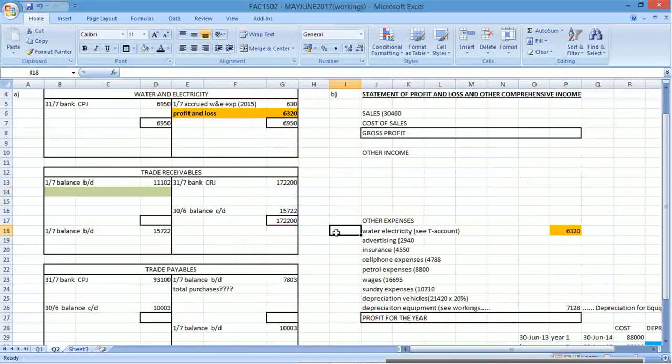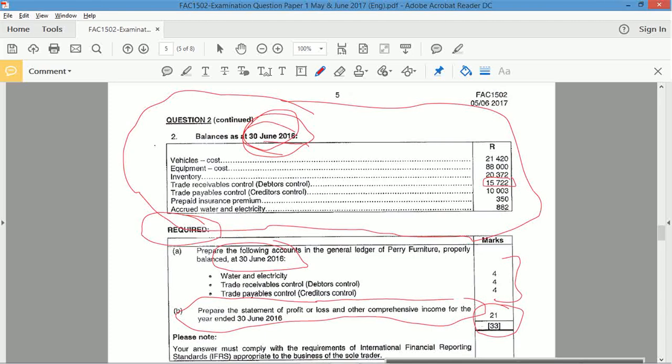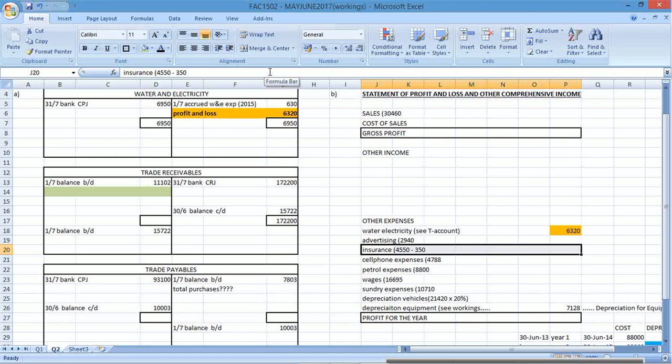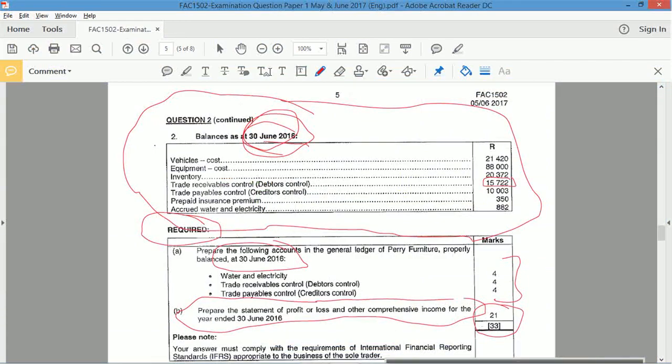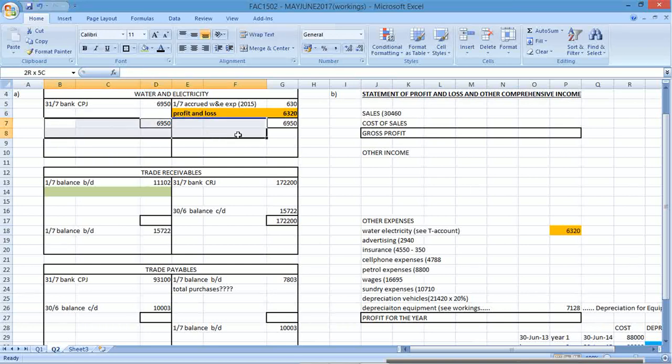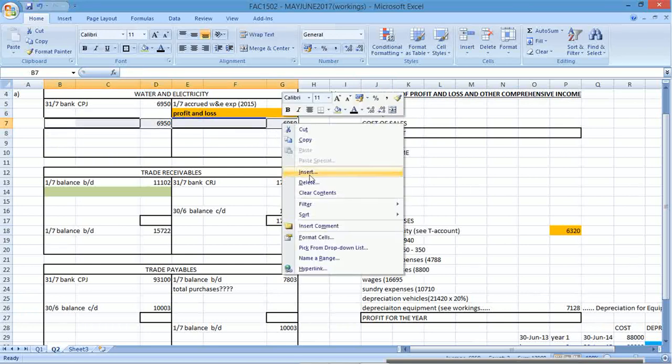Prepaid insurance is for the current year, right? So what is that going to do to my insurance? If it's prepaid, it's going to reduce it, right? Yes. Okay, so minus, how much is it? 3,500. Okay, so there's my prepaid insurance. Prepayments reduce your current. Do you agree? Yes. Okay. Accrued water and electricity means it hasn't been paid. So water and electricity, oh, so we need to add here. Go back, add an extra line.